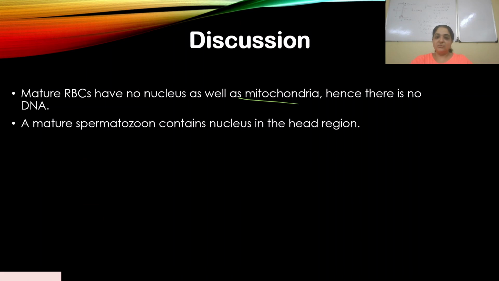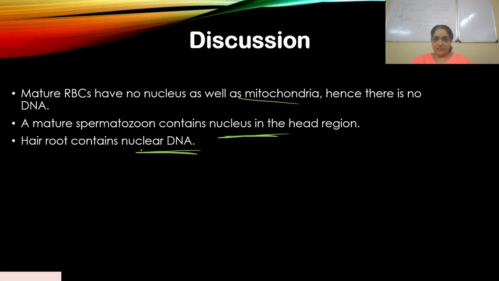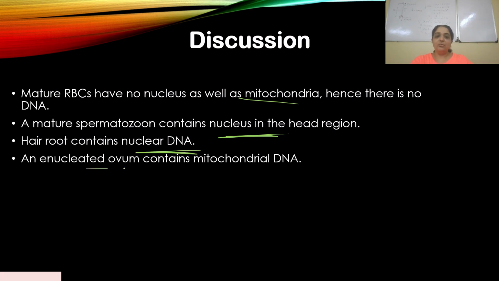A mature spermatozoan contains a nucleus in the head region. It contains nuclear DNA, okay. Hair root also contains nuclear DNA, okay, and an enucleated ovum contains mitochondrial DNA. An ovum, if it is enucleated, I mean there is no nucleus, but it contains mitochondrial DNA. Okay, so it is very easy to trick you into choosing mature RBC or enucleated ovum. So the answer should be mature RBCs. Okay, that should be the right answer.